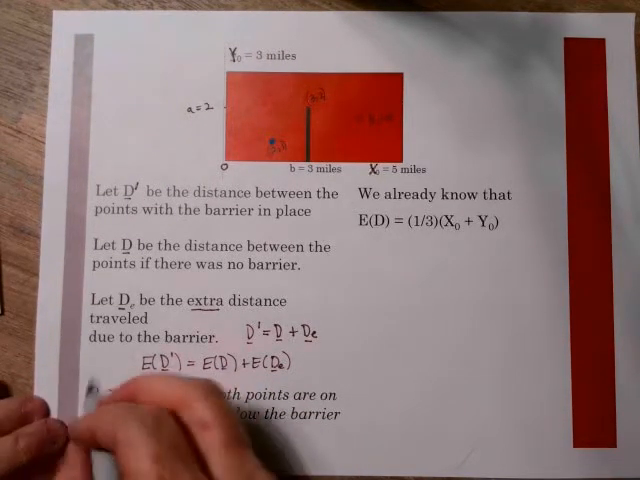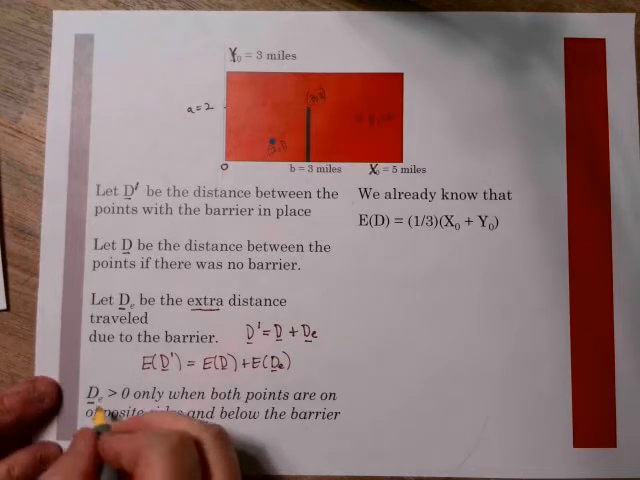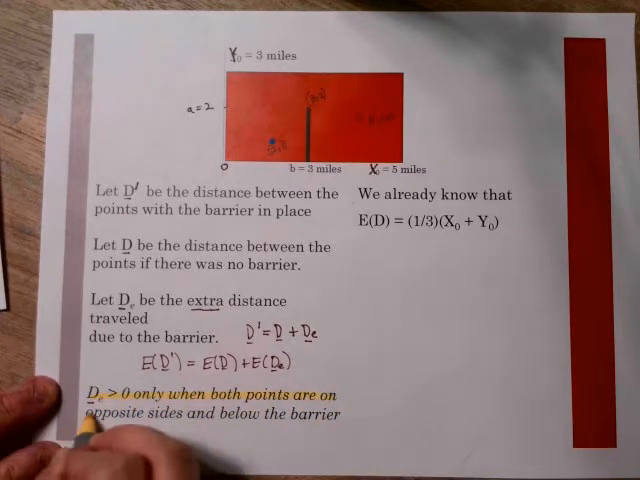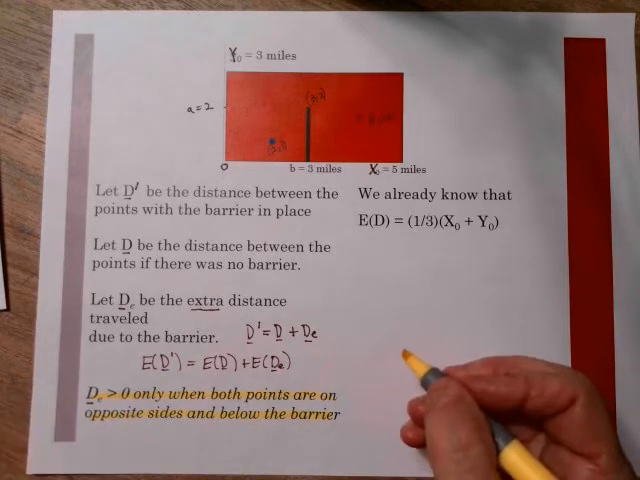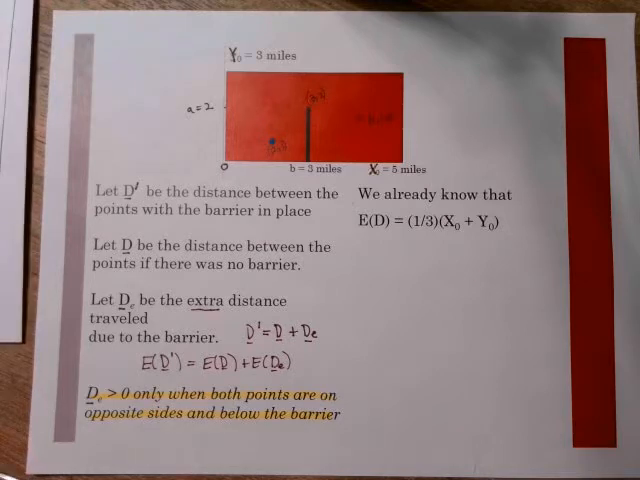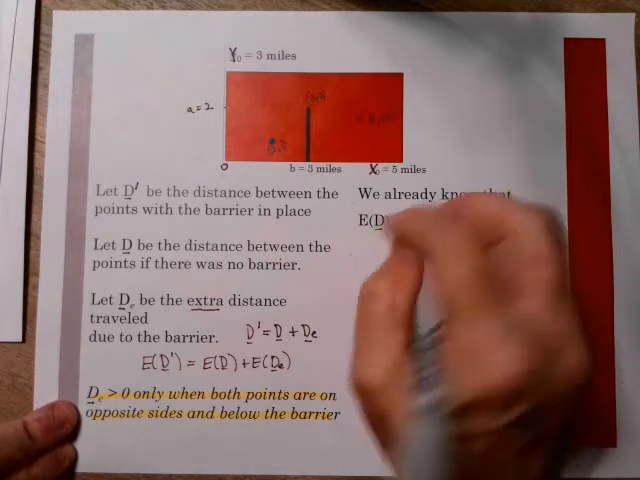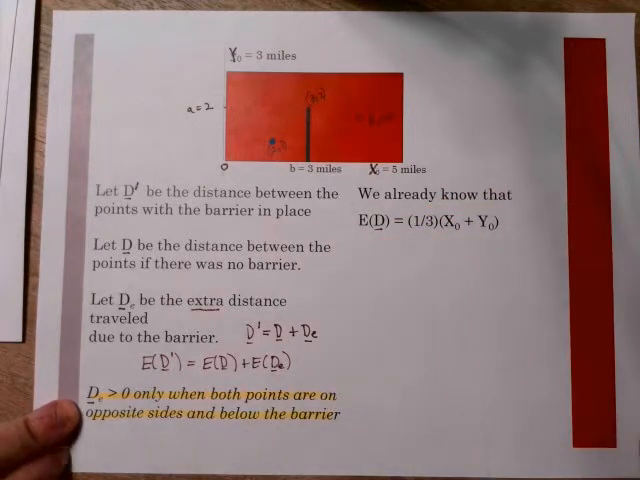Now here's an interesting point. The extra distance is only going to be bigger than 0 when both of the points are on opposite sides and below the barrier. I'm going to explore that in a little more detail. I thought it was on the next slide, but no, so let's just do it here. We already know that the expected value of the rectilinear distance is this.